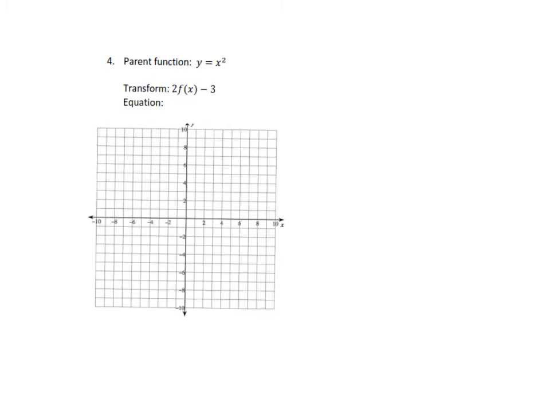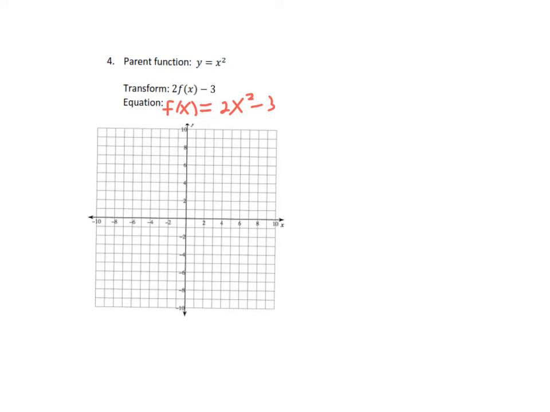Okay, so the next parent function is another parabola, and we're going to transform it by doubling the output and subtracting 3. And so our transformation equation is going to be f(x) = 2x² - 3.